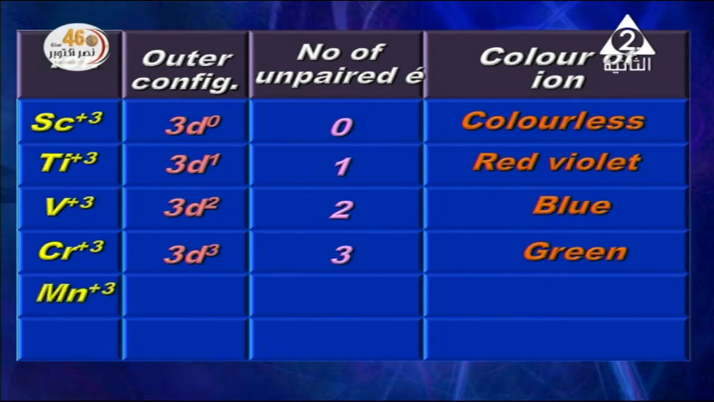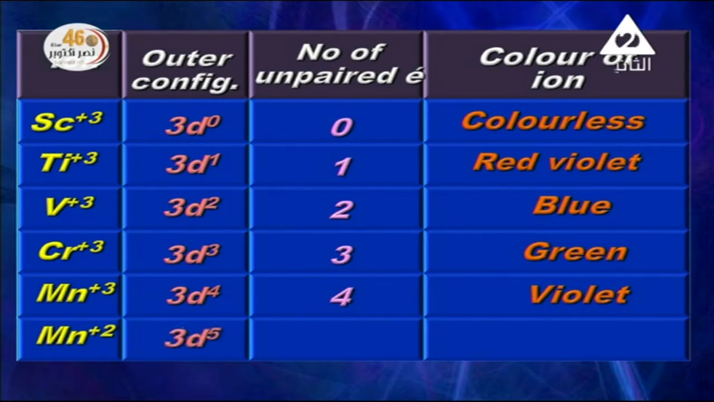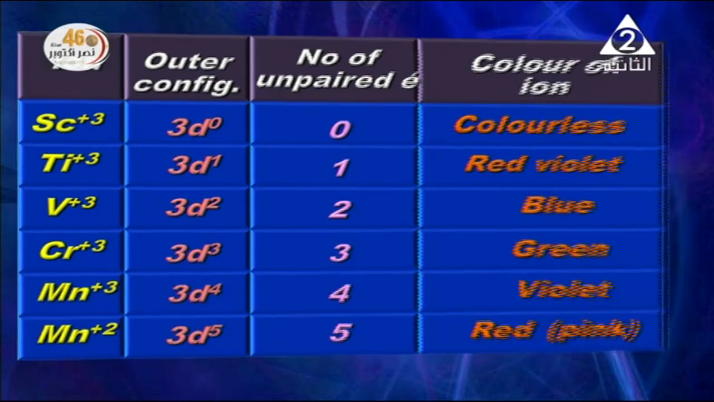Manganese positive 3 has outer configuration 3d4, so it has 4 unpaired electrons, so it is colored and has violet color. Manganese positive 2 has outer configuration 3d5, so it has 5 unpaired electrons, so it is colored and has red or pink color.